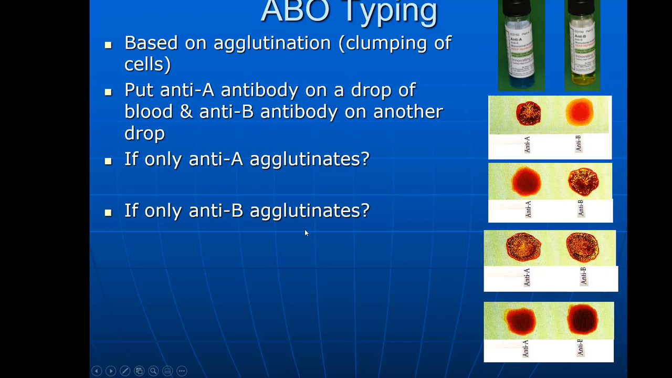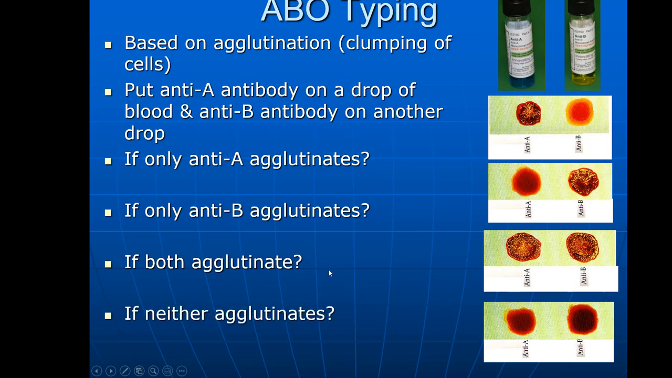And then this next example, if only this one clots, that means they do not have antigen A, but they do have antigen B on the surface of their blood cells, and so they're type B blood. If both agglutinate, that means they have both surface antigen A and surface antigen B, that means they're type AB. And if neither agglutinates, that means it's type O, they have no surface antigens.